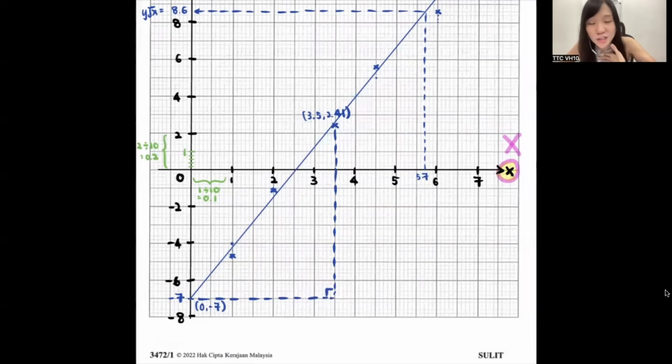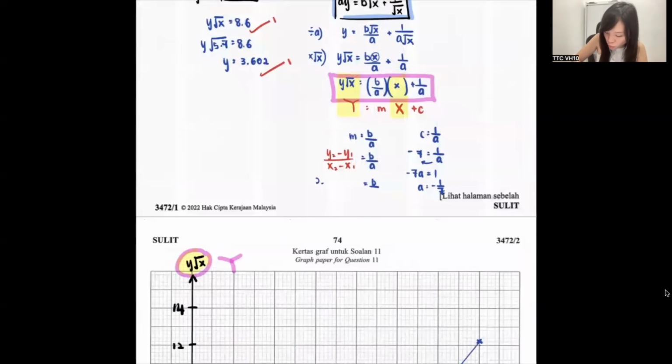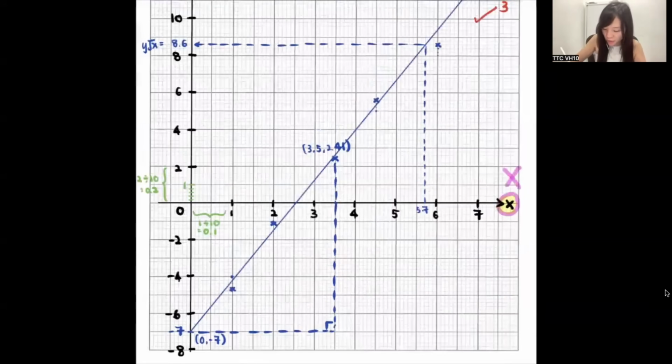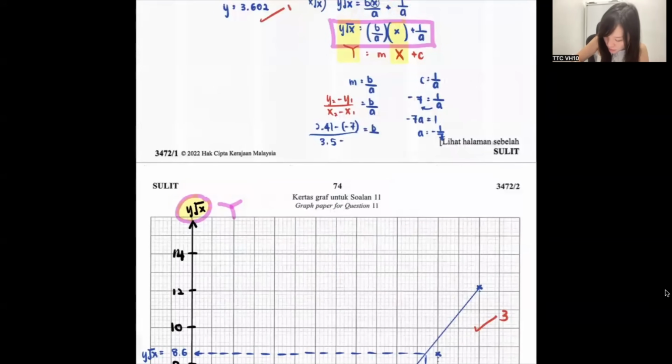It's just me as a teacher, I'm scared you guys don't know what I'm doing, so I'm writing the coordinates down for you, okay? So Y2 minus Y1, 2.41 minus -7, divided by X2 minus X1, 3.5 minus 0, equivalent to B over A. What is your A answer? -1 over 7. So 2.41 minus -7, divided by 3.5.